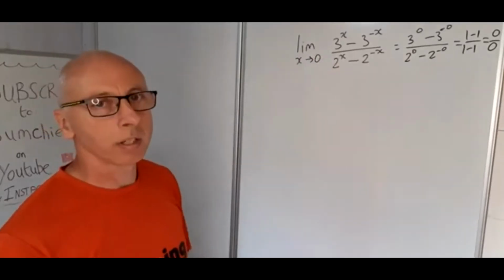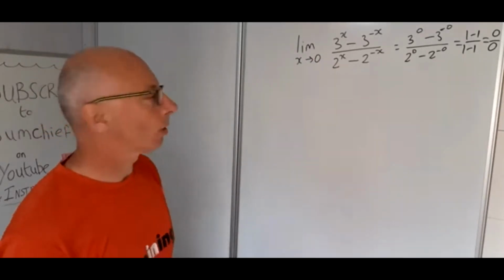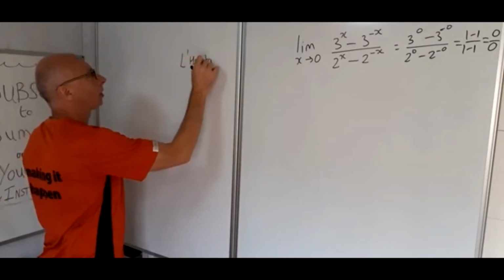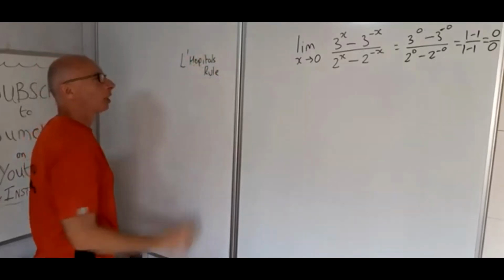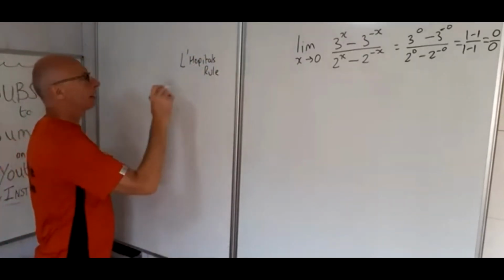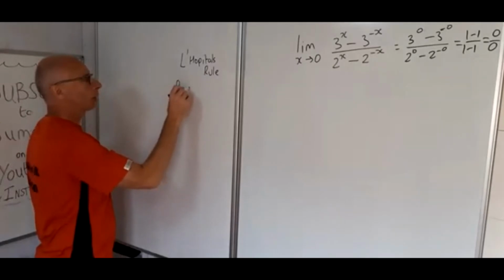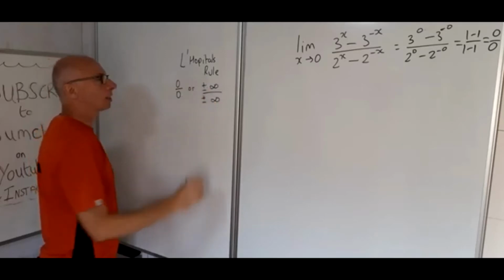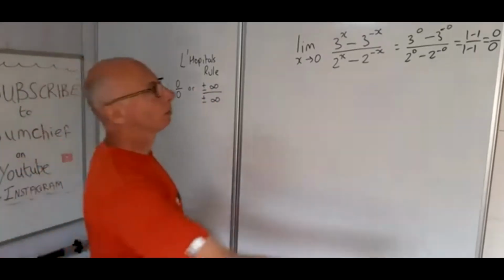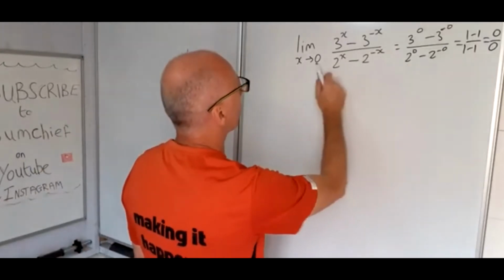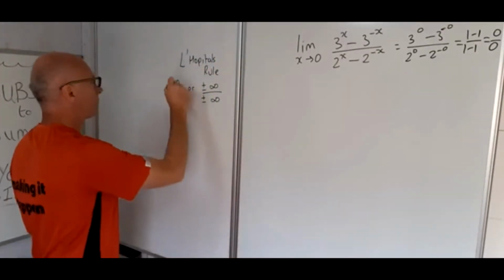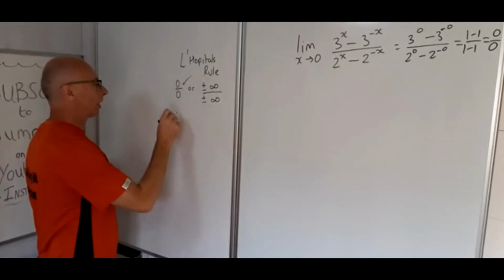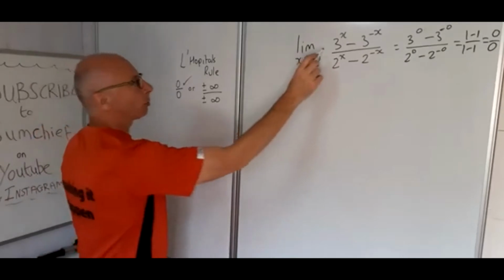So the first place to go to is L'Hopital's rule. What this requires is that you get a 0 over 0 situation, or plus or minus infinity over plus or minus infinity situation. So here, when we plug in our value 0, which we're finding the limit of, we get the first one. So that's ticked.